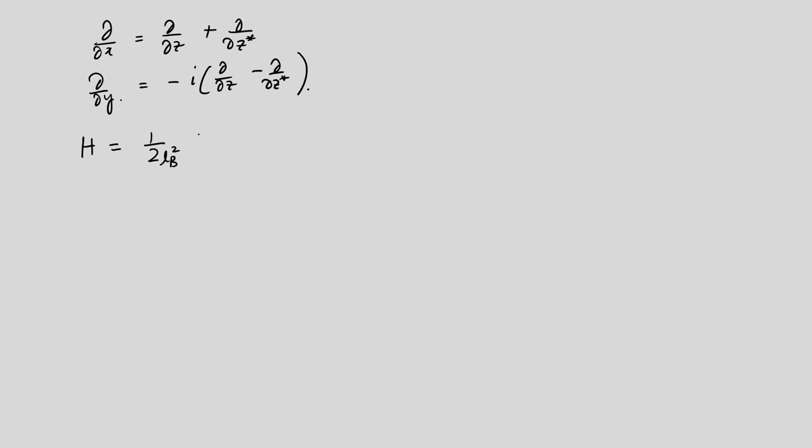So the derivatives can be written as: del/del x can be written as del/del z plus del/del z star, and del/del y can be written as minus i times (del/del z minus del/del z star). So this is del/del x and del/del y. So in terms of z and z star, the Hamiltonian can be written as 1 by 2 l_B squared times (z z star over 4 minus 4 del/del z del/del z star minus z del/del z plus z star del/del z star).